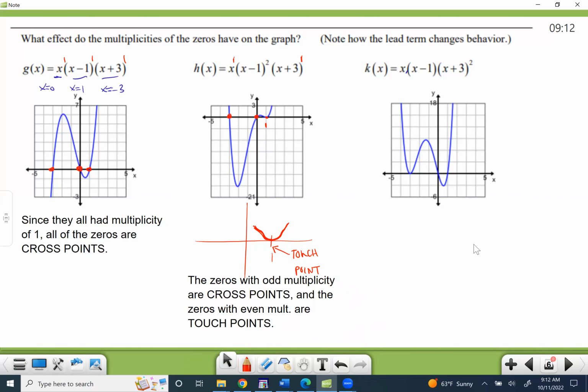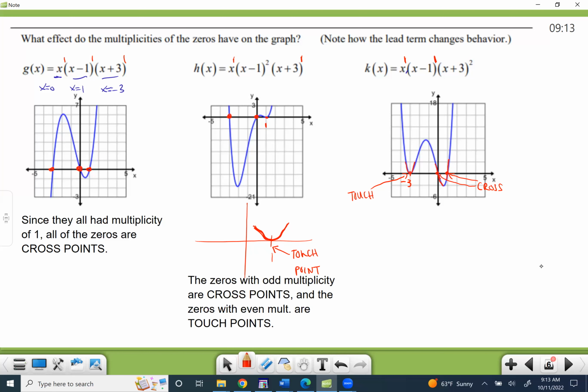We're going to look at the exponents to get the multiplicity on this next example. Multiplicity one, that's a cross. Multiplicity one, that's a cross. Multiplicity two, that's a touch. So at negative three, you can see that it's a touch point. But the other two do cross through. We cross through zero. We cross through one. But at negative three, we just turn around, okay? So this would be our touch, and then these two would be our cross points, okay?